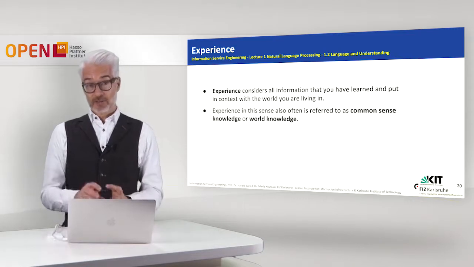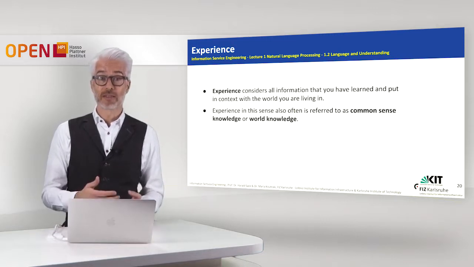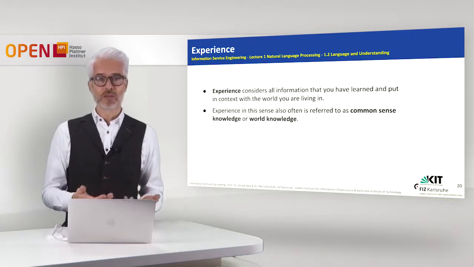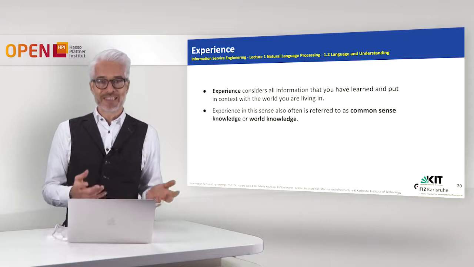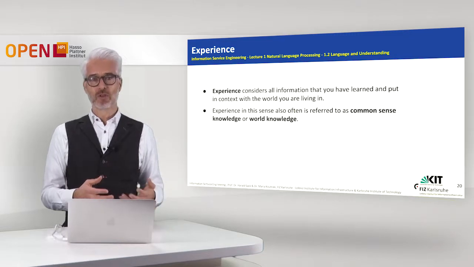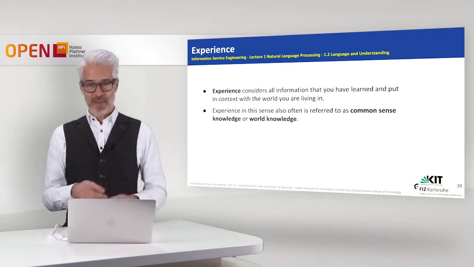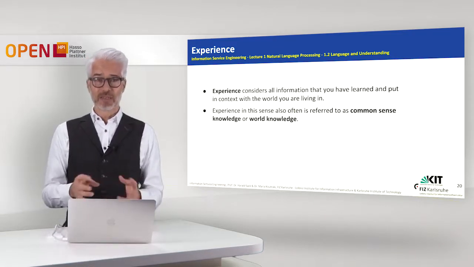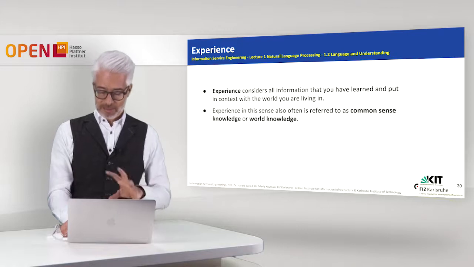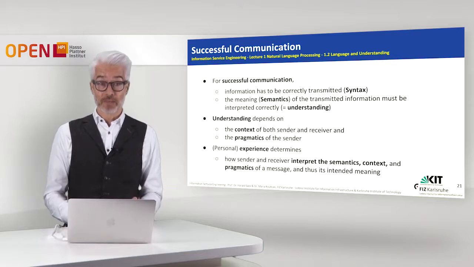And on the other hand, I also have to look at the situation of the receiver. There, the experience is the most important thing, and it usually considers all information that you as a receiver have learned and put in context with the world you are living in. So in that sense, experience can also be related to what is called common sense knowledge or world knowledge. This is really important for interpreting the message in a correct way and to see whether the message is understood correctly. So all these parts come into play when it comes to the correct interpretation of meaning.